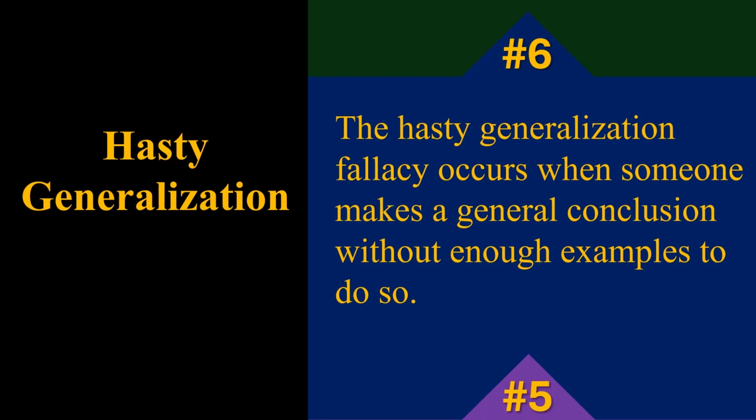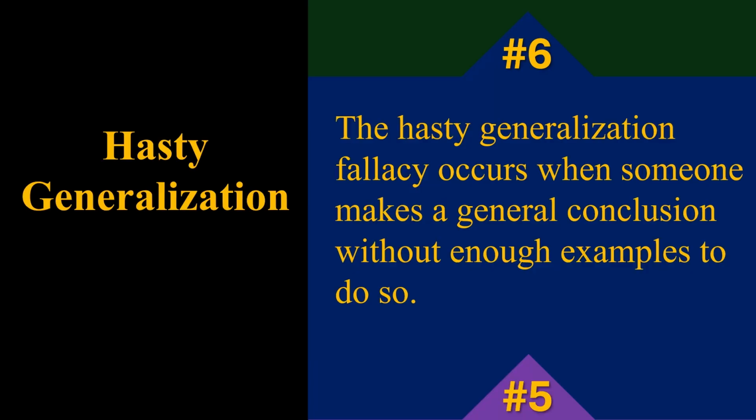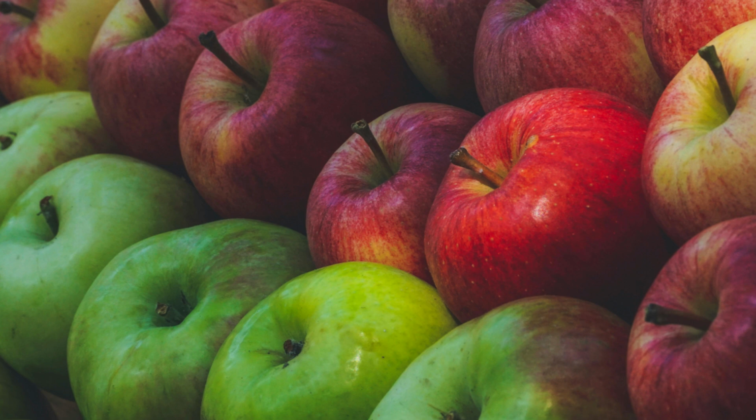Number 6, the hasty generalization fallacy. This fallacy occurs when someone tries to make a general conclusion with insufficient examples to really support that conclusion. So an example of that might be, let's say someone just had 2 Granny Smith apples. Now, Granny Smith apples are the green ones. They're kind of sour to the taste. Now, if someone had those 2 apples and concluded that all apples are sour, they would be wrong, right? There are other types of apples besides Granny Smith apples. Some are sweeter, some are more sour, some are tart.